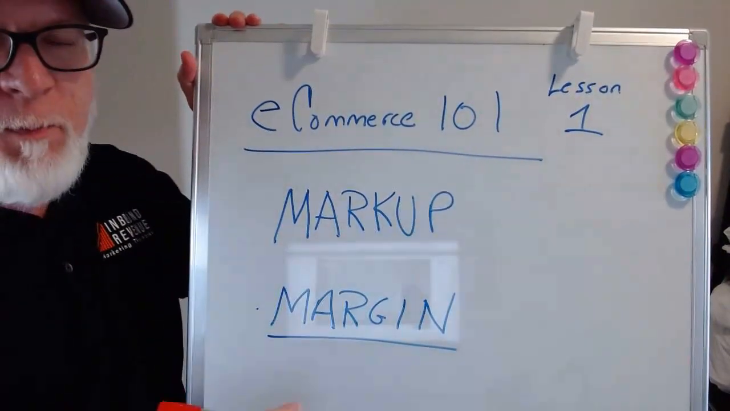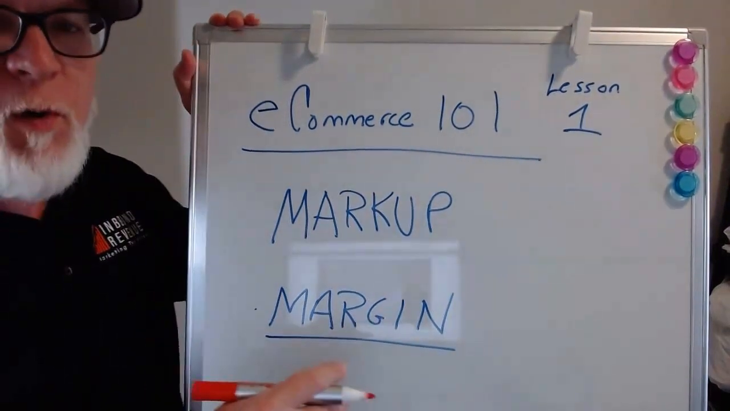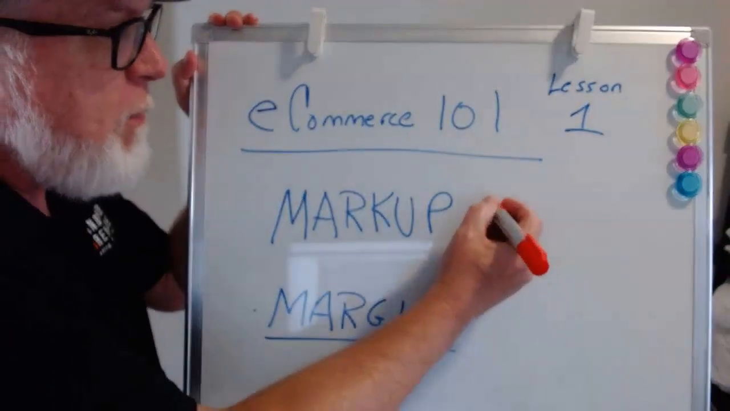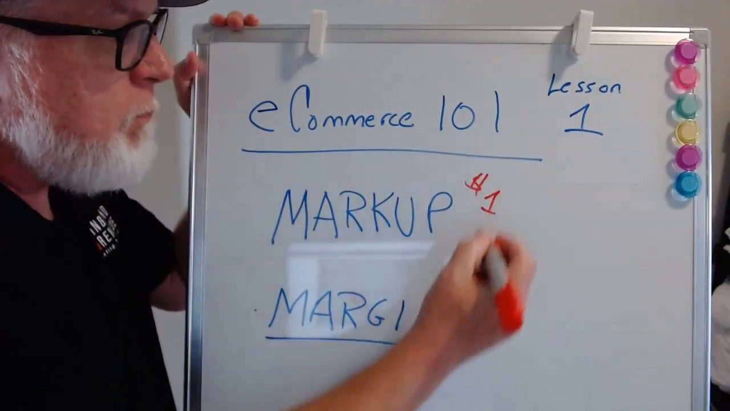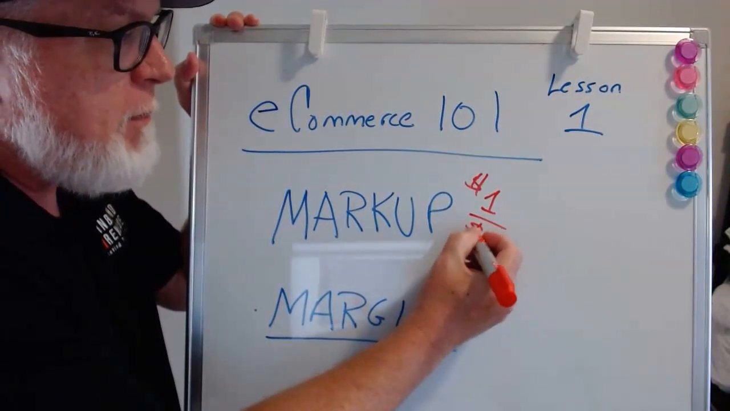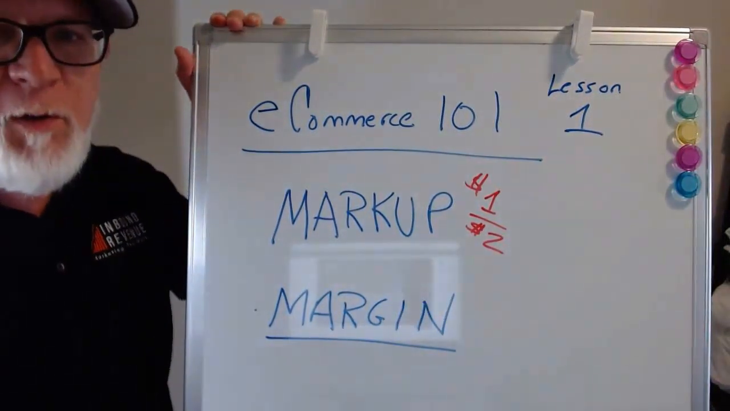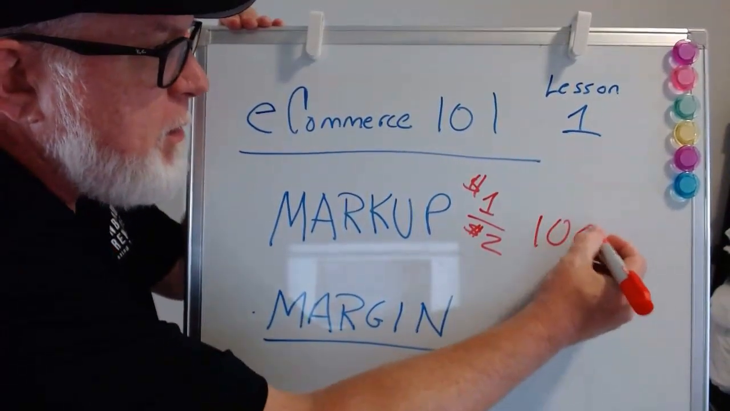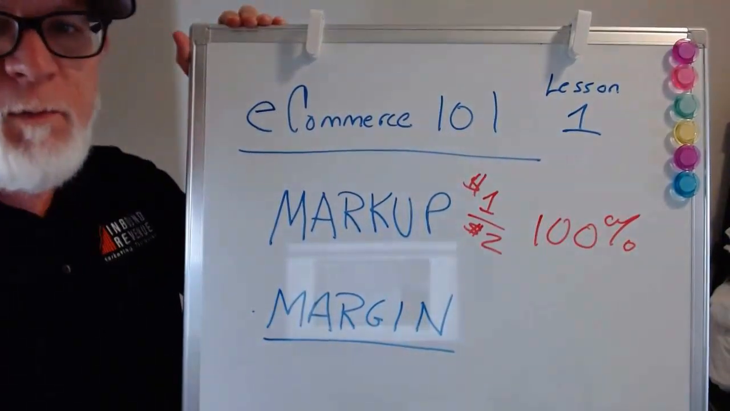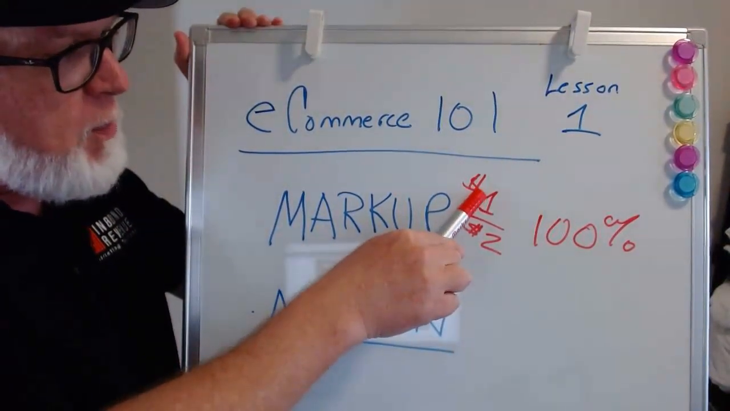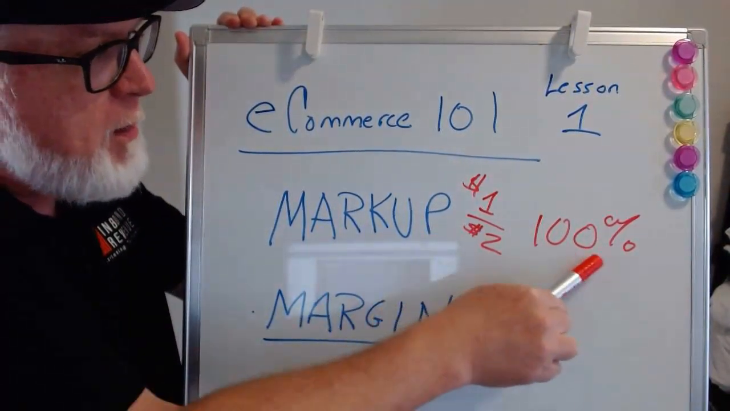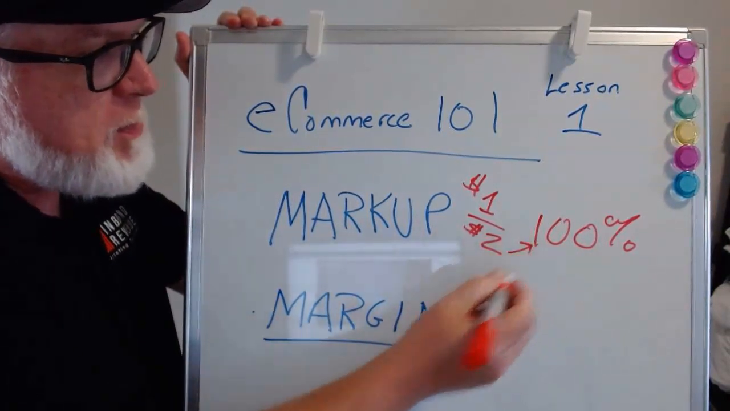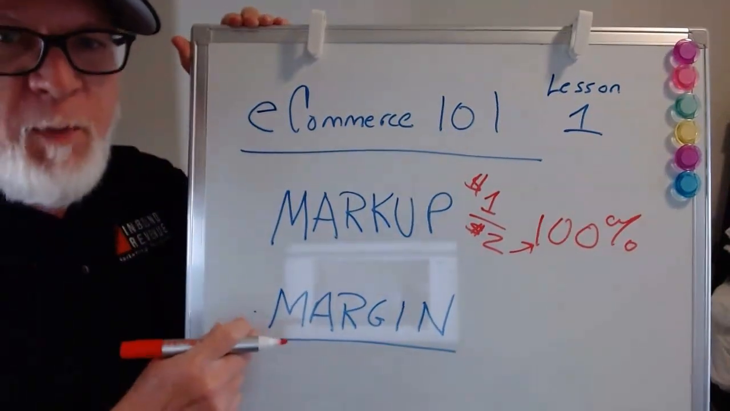So what is markup? Markup is how much you mark up your product. Amazing, right? So let's say you've got a $1 product and you want to sell that product for $2. How much is that markup? That is a 100% markup. Why? Because you bought it at $1. You marked it up 100%. You marked it up to $2. That's 100%.